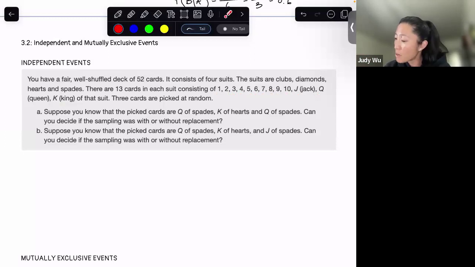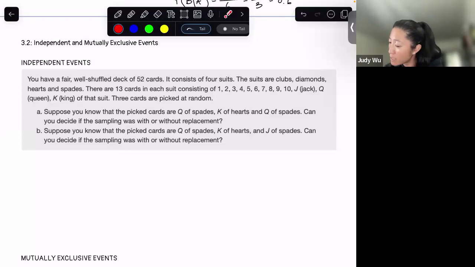Now we're looking at an event where we're picking 3 cards at random. We have this deck and we pick 3 cards and see what we get. Part A says, suppose that you know the picked cards are a queen of spades, a king of hearts, and a queen of spades. Can you decide if the sampling was with or without replacement? With replacement means we picked a card, looked at it, and then put it back. We picked another card, looked at it, and put it back. Without replacement means we pick a card and put it off to the side, so it's no longer in the deck. Then we pick another card, look at it, and put that one off to the side. As we pick, there are fewer cards to pick from.